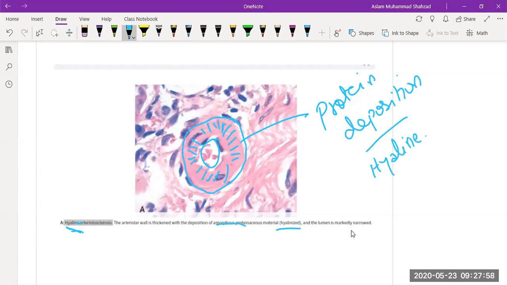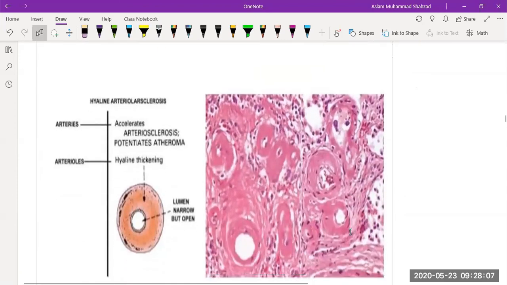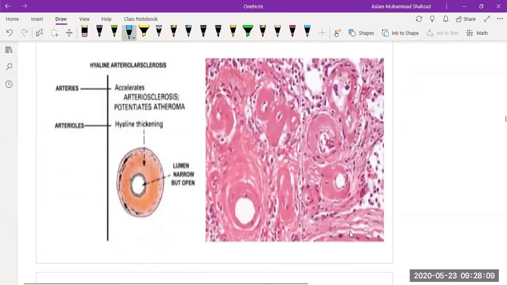As a result of the deposition of the protein material, the lumen becomes narrowed, and then it can increase the total peripheral resistance. This is another picture of hyaline arteriosclerosis. You can see in this section the thickness, the narrowing of the arterioles because of the deposition of hyaline, or in simple words the protein material, and that results in that section becoming too narrowed.